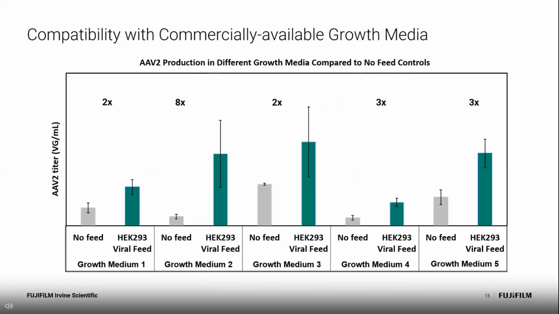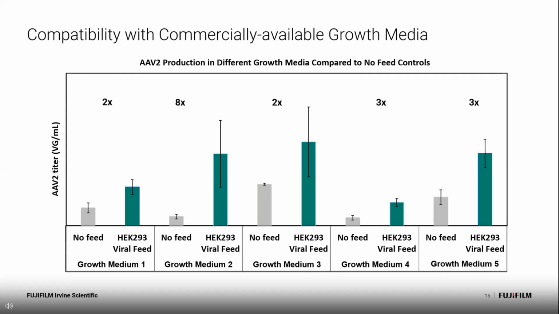When we consider the compatibility of balanced HEK293 viral feed with different viral vector production platforms, the growth media is a major factor. We understand the efforts taken by our customers to choose the growth media that works best for them. Therefore, we tested 4 other commercially available media for suspension HEK293 cells besides our balanced HEK293. Suspension HEK293 cells were adapted to each media for AAV2 production using PEI-based transient transfection.